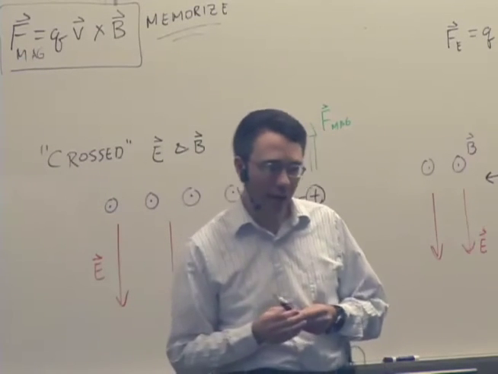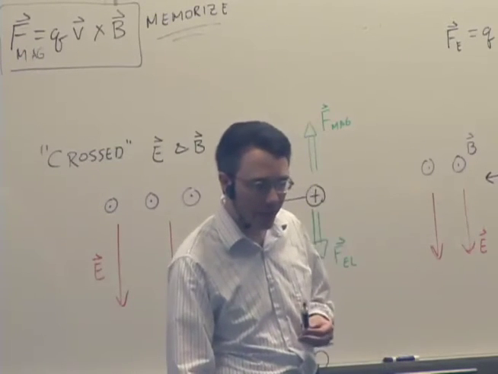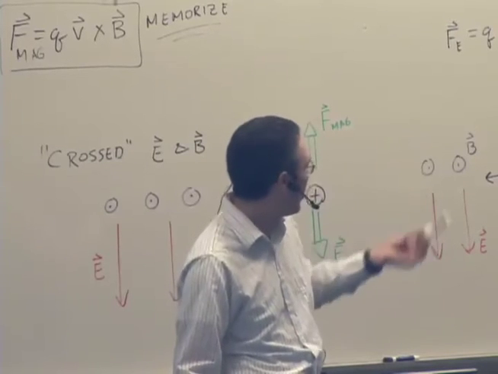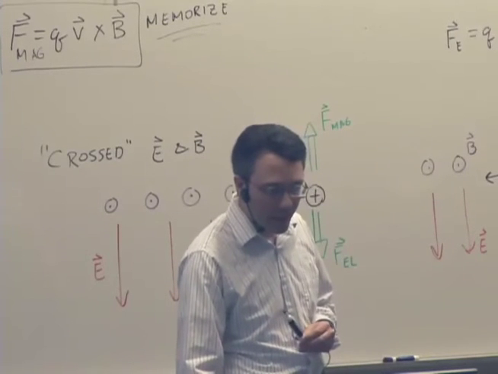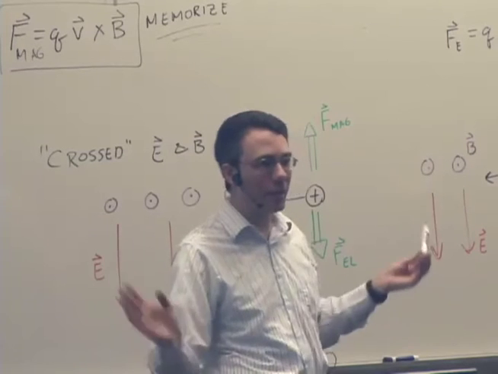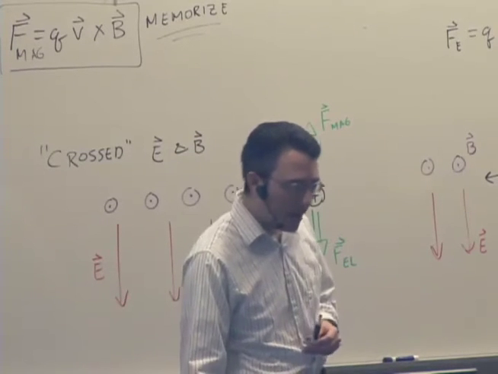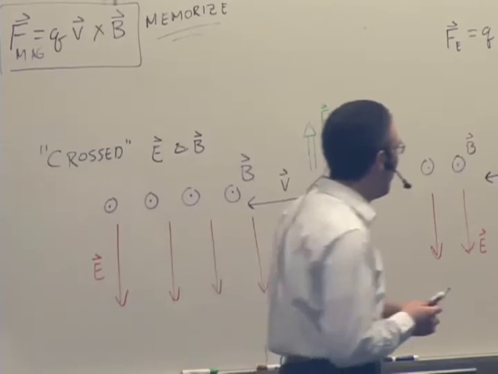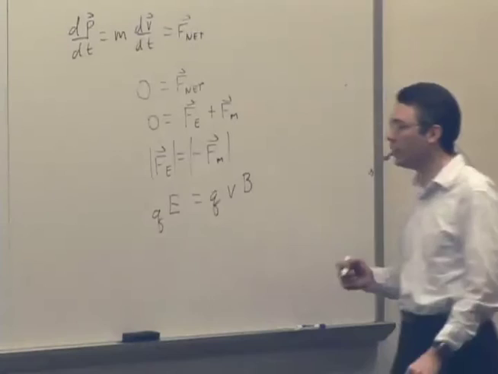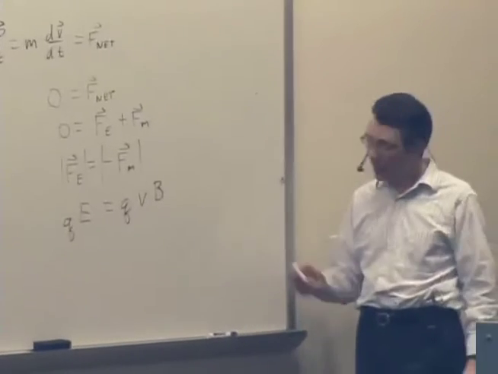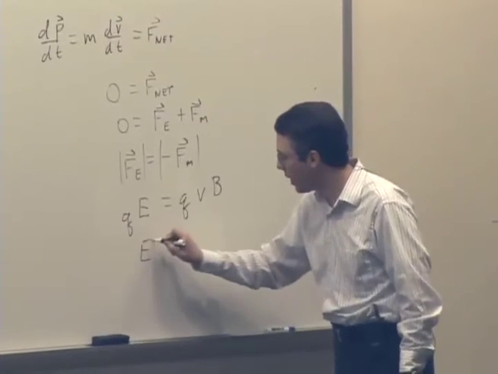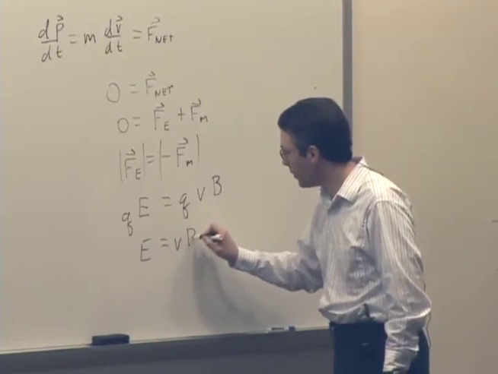Let's see. There weren't any other choices here. So 1 is correct. It's not going to be that the electric field is equal to the magnetic field. There's no relationship here that says that. Q times B is not the magnetic force, right? It's got to be Q times V times B. And what do you notice in this expression? What happens to the charge? It cancels out. The electric field is equal to V times B.